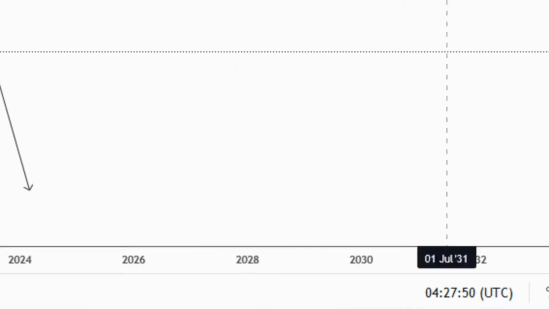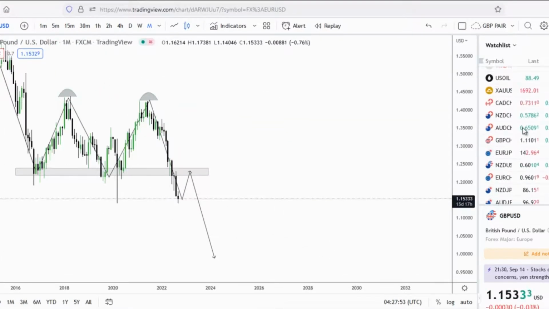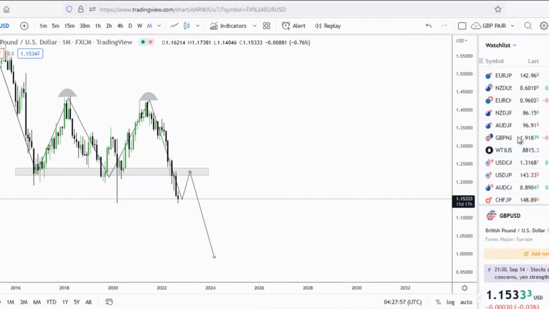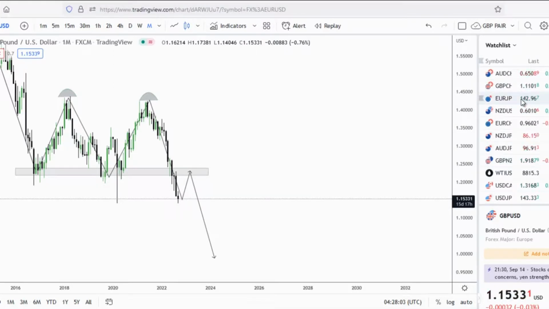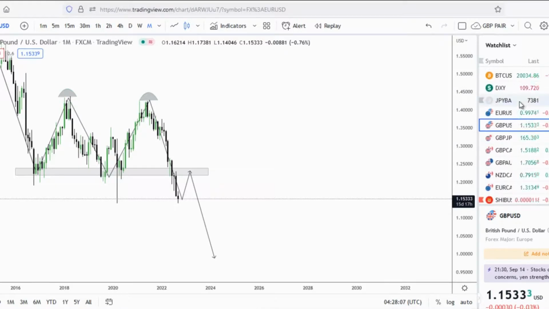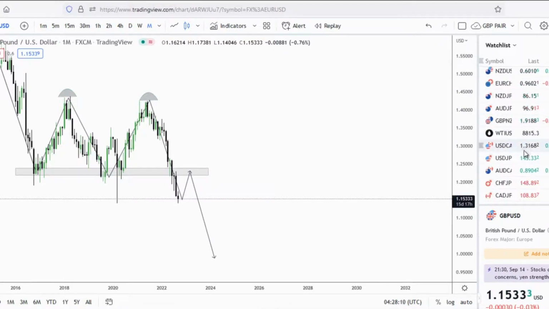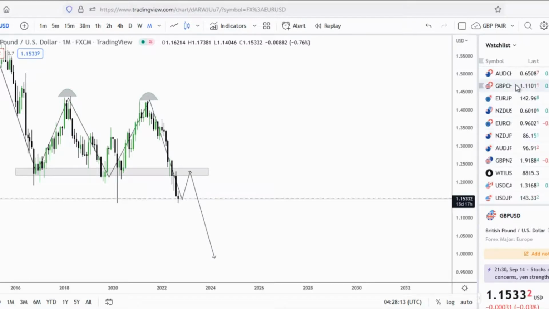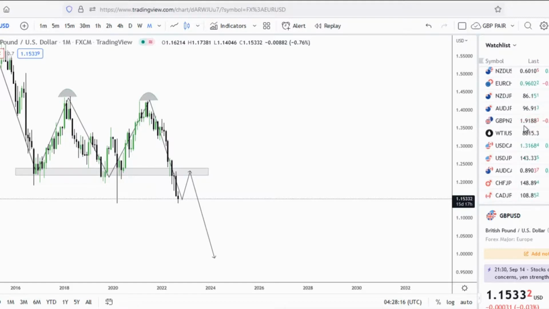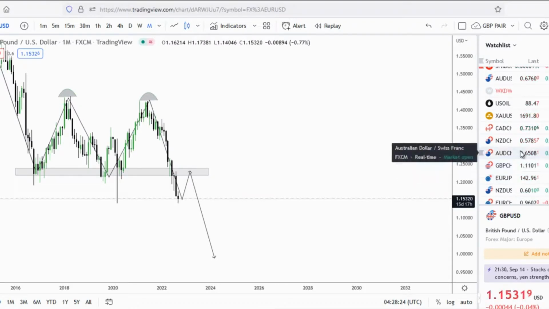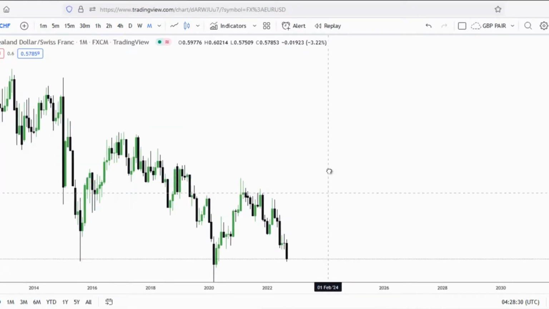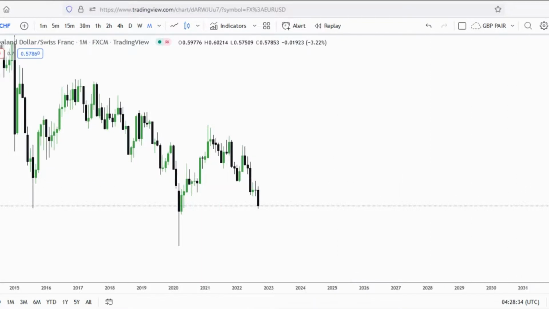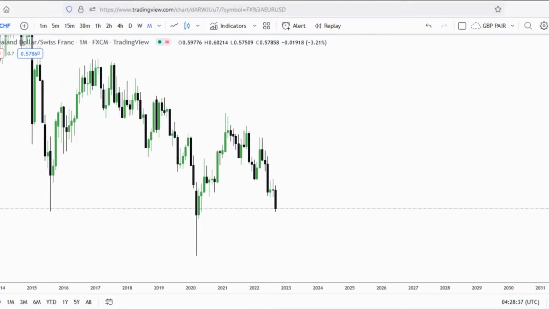Okay, so let me see another chart. I also like to trade the NZD CHF. So this is what we have here.